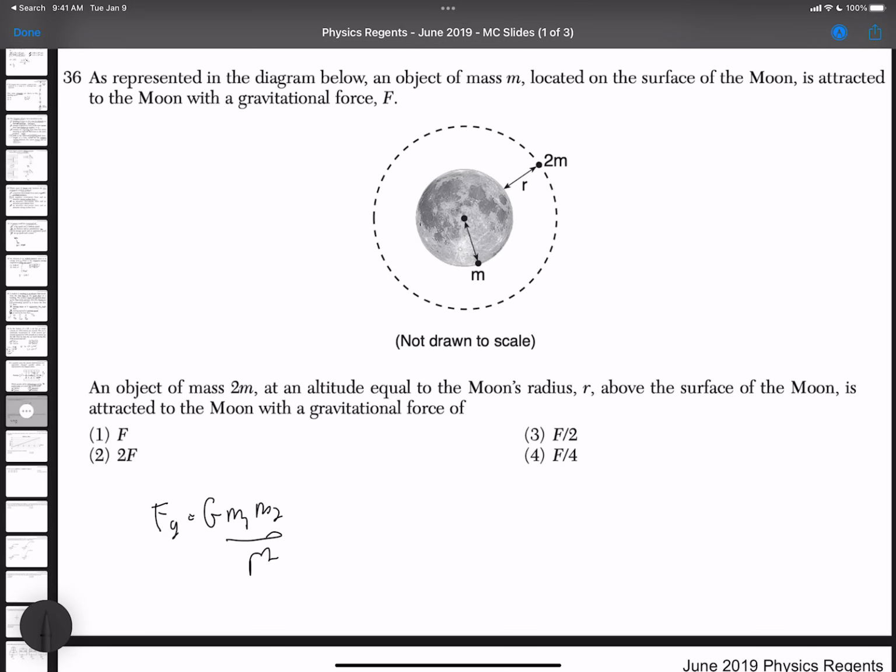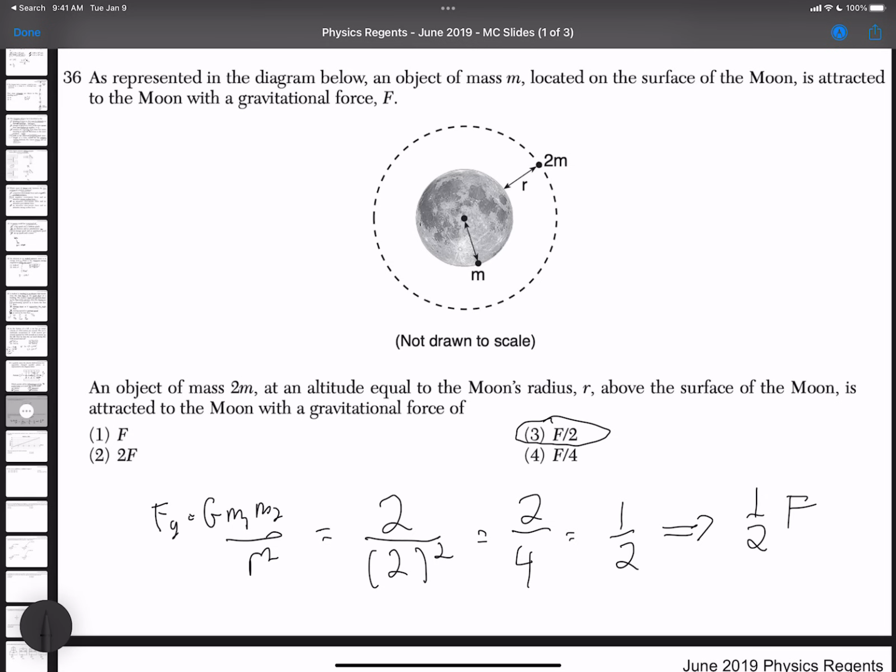And so to solve this question, we're just going to use some proportional reasoning. And so what this tells us is, we are doubling one of the masses, and we are doubling the radius. The key here being that because it is the radius squared, we have to square that doubling. So I get 2 over 4 equals 1/2, which means we're getting 1/2 of the force that we started with. Answer choice 3.